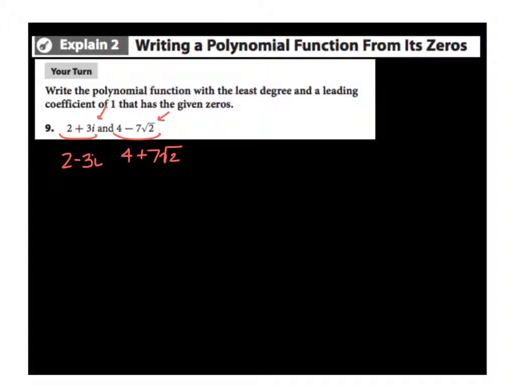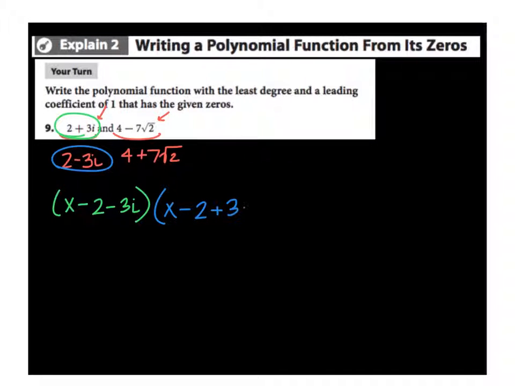Again, because this has irrational, it also has conjugates, which means 4 plus 7 square root 2 is a root also. So this is going to look kind of crazy for a minute, and we're going to simplify it here in a second. My first root is going to be, I want to subtract this, so if that's a root, it's x minus 2 minus 3i. And then I've got the root here. This is going to give me the factor x minus 2 plus 3i.